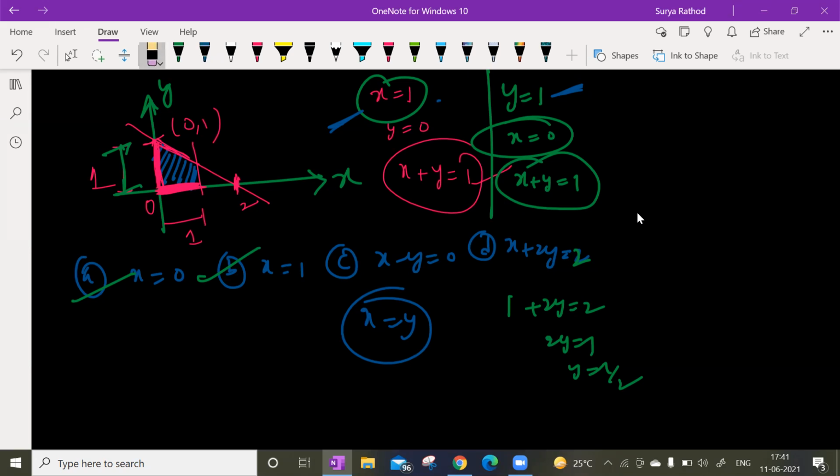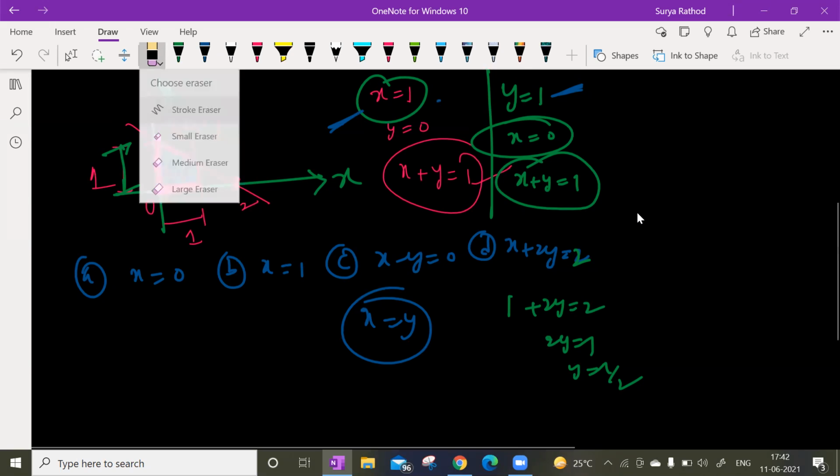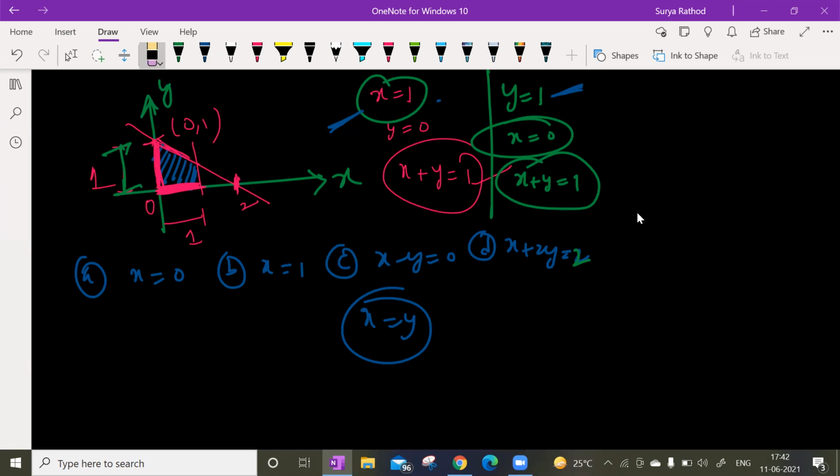So he's asking which of the following is not an equation of one of the boundary lines. One of the boundary lines. So please read the question. Understand the language of the question. One of the boundary lines. So let me, one second.